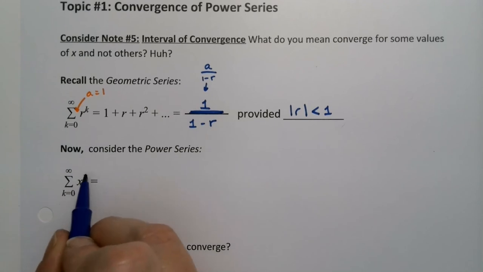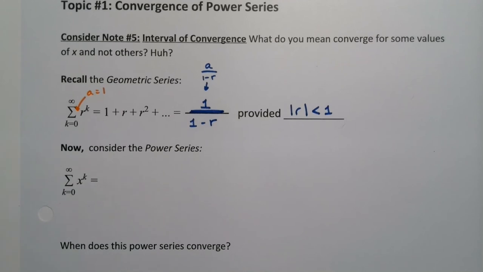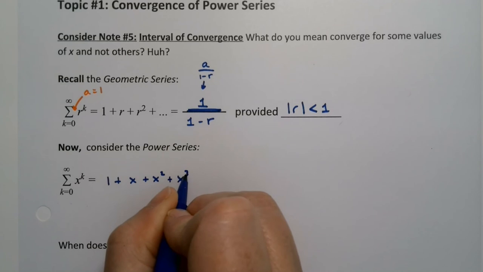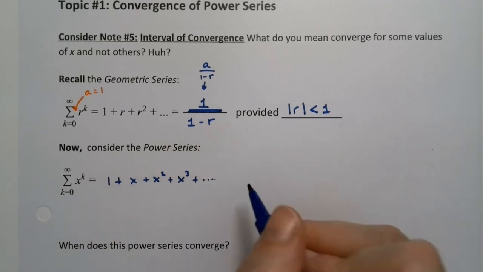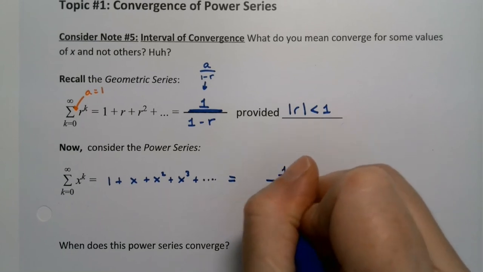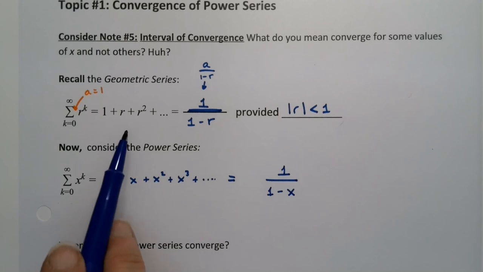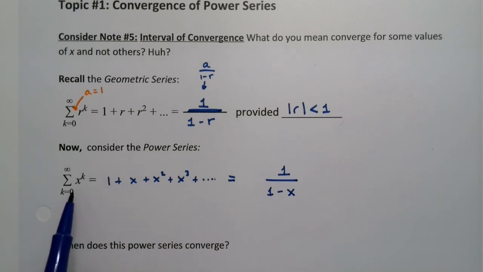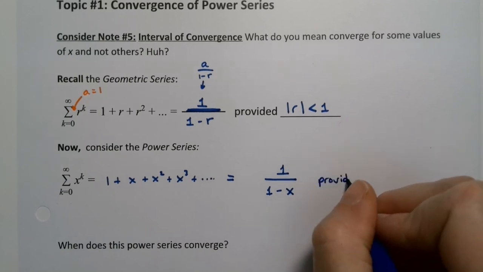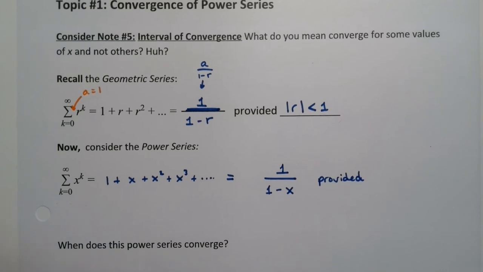All right, now let's consider the power series. The power series x to the k, which is very similar to r to the k, right? This is basically the same series. It would be 1 plus x plus x squared plus x cubed, and so on. And that should be equal to 1 over 1 minus x, just like it was for the geometric series, because this is basically geometric, provided what? So when does this power series converge? That's what we need to think about.